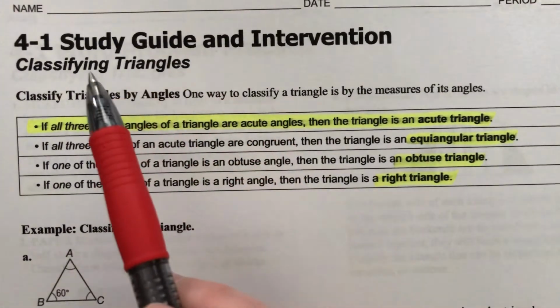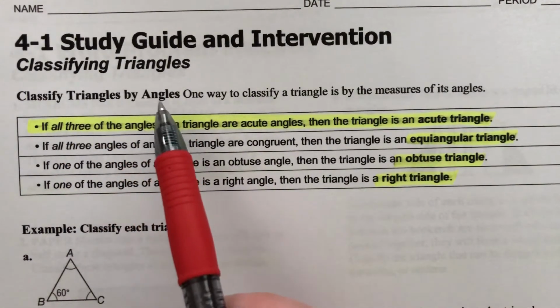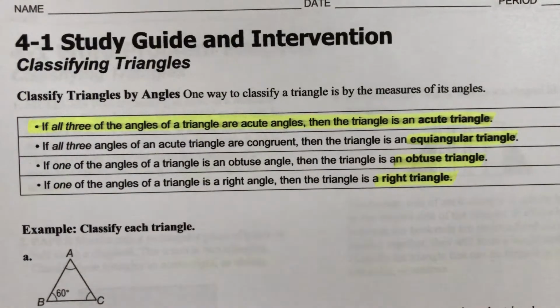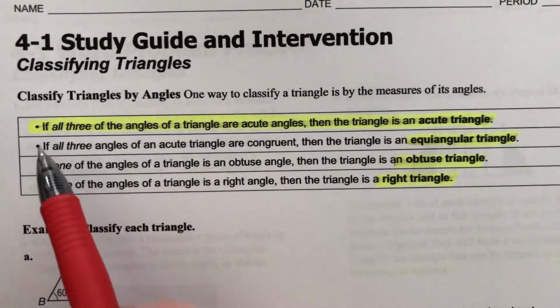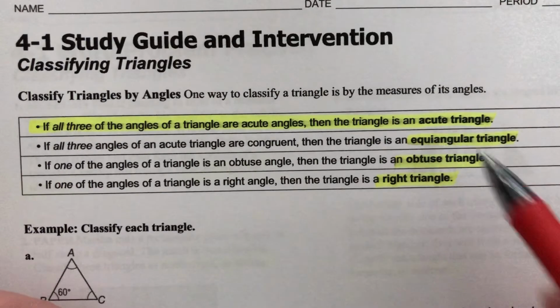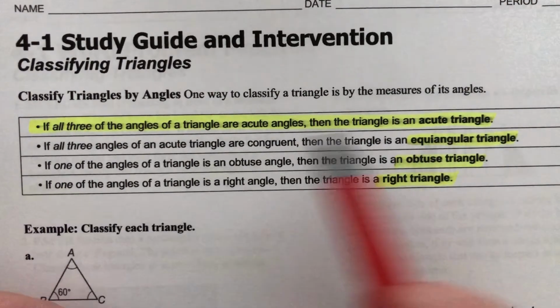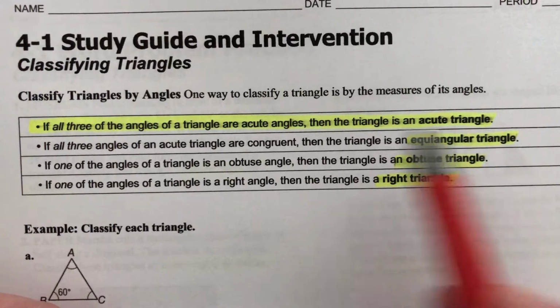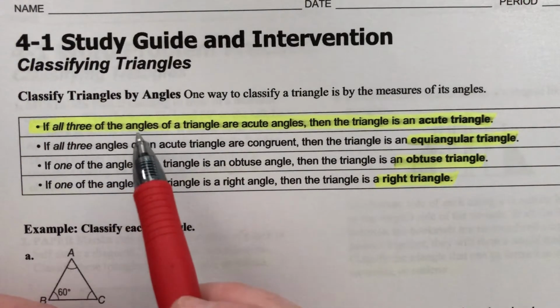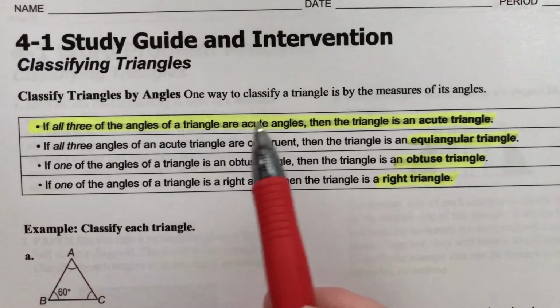So first of all, we're going to go over classifying triangles by their angles. You can classify a triangle two ways, by their sides and by their angles. We're going to start with the angles. So there are 4 different types of triangles when we're classifying by angles. There's acute, equiangular, obtuse, and right. So an acute triangle is a triangle where all 3 angles are less than 90 degrees. They're all small. They're all acute.